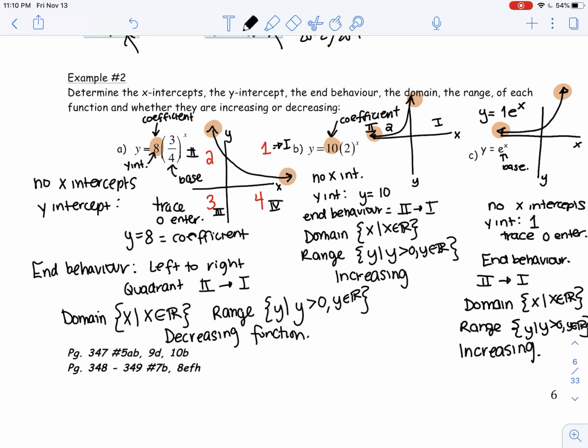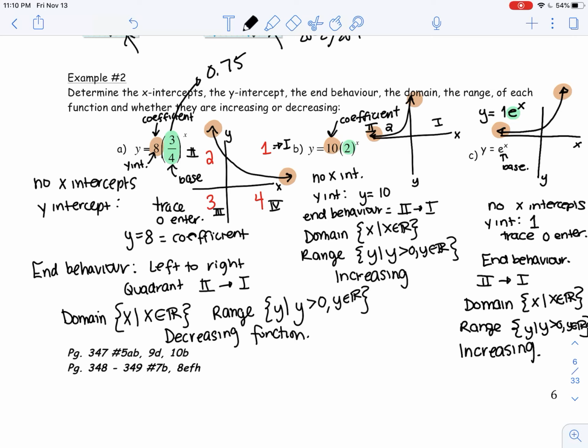So what made something increasing versus decreasing? I'll show you where I get that information from. Do you guys see how the base is 2 here and the base is e? The base of e just means 2.717, versus over here, the base was 3/4. So if you ever get a decimal value, if you look at this, 3/4 is 0.75.